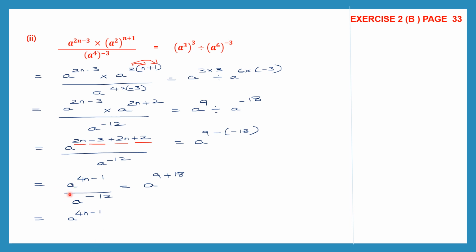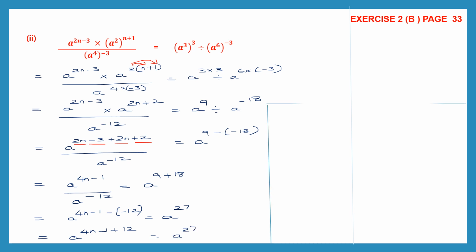Now the base is the same and it's division, that means we subtract the powers. So we can take this to the numerator. We are subtracting the power, that is we are subtracting minus 12. So this is equal to a raised to the power of 9 plus 18 is 27. So this is a raised to the power of 4n. Now here we have minus 1 plus 12, which is equal to a raised to the power of 27.